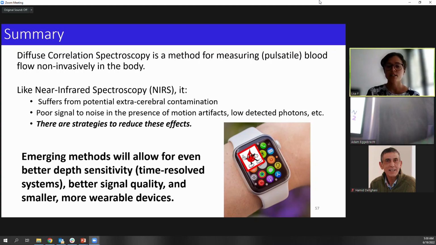And finally, emerging methods will allow for even better depth sensitivity using time resolved systems such as time domain DCS and interferometric DCS, and better signal quality and smaller, more wearable devices are also being developed through different speckle contrast optical systems. So hopefully in the future, we will have a fully wearable blood flow monitoring device.